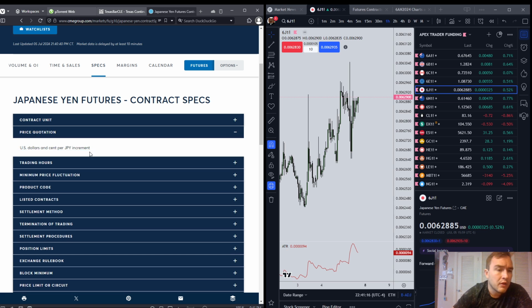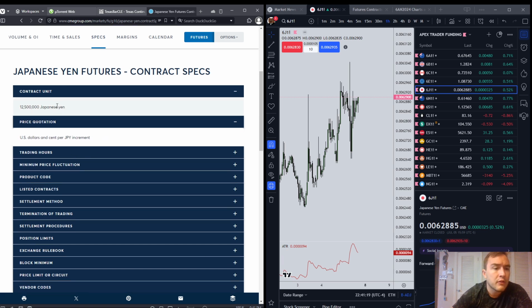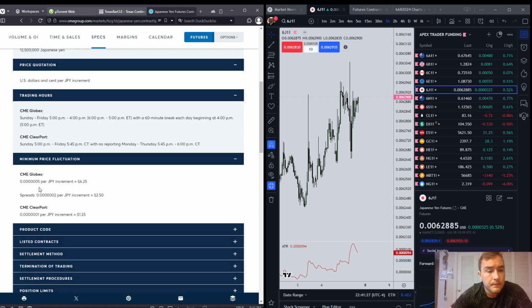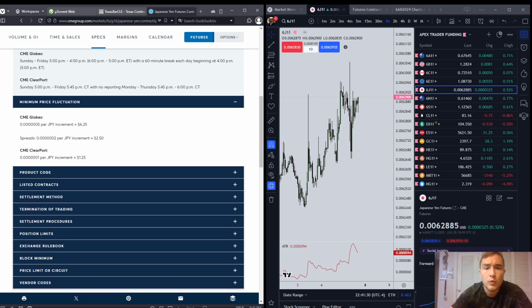Price quotation: U.S. dollars and cents per JPY increment. Contract unit is 12,500,000 yen. It's a lot, it's 12,500,000 yen. Okay, guys, now the yen, what you should know is that it's quoted quite a bit differently, with a lot more zeros. On the CME Globex, you can see it's 0.0000005 per JPY increment, which equals $6.25. So the yen futures are basically like the pound future, $6.25.